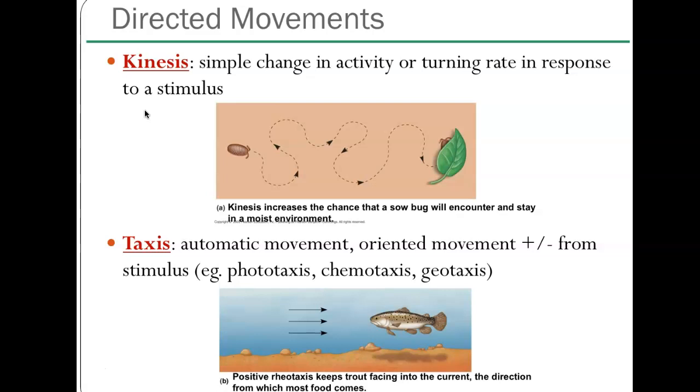just hoping that they hit a spot where they're going to be safe. Taxis is going to be an automatic movement toward or away from something. So phototaxis, movement in response to light. Chemotaxis, movement in response to chemicals. And geotaxis would be movement in response to gravity. So these are just two examples of movement behaviors.